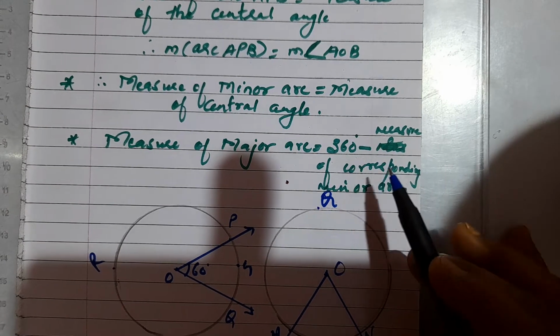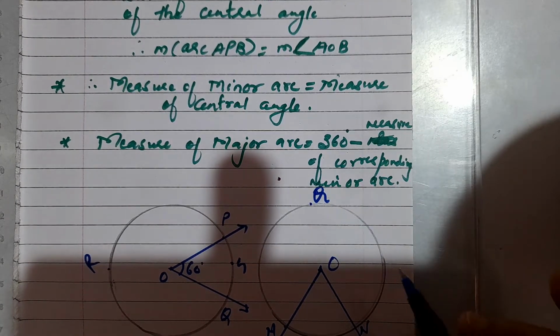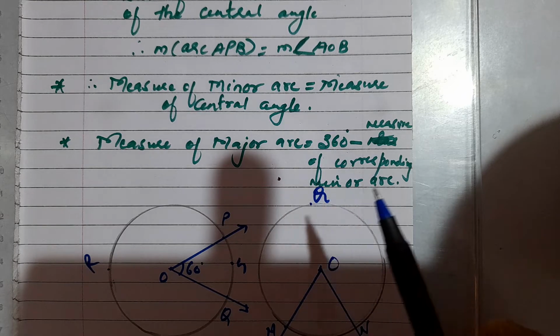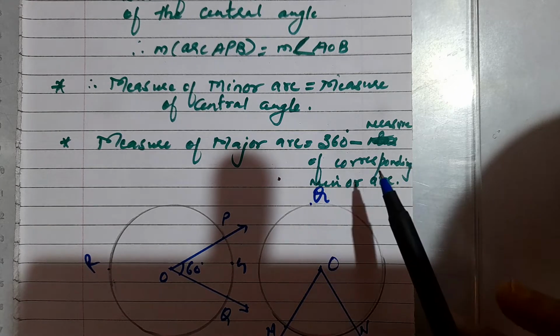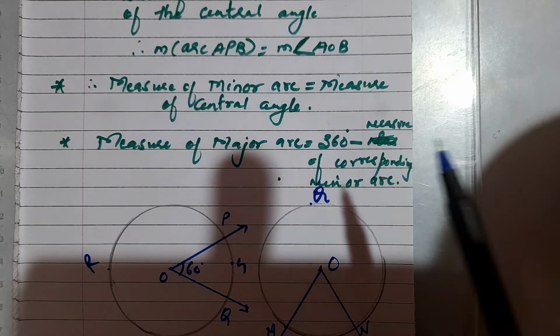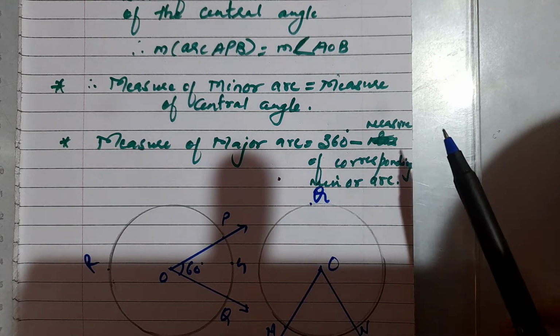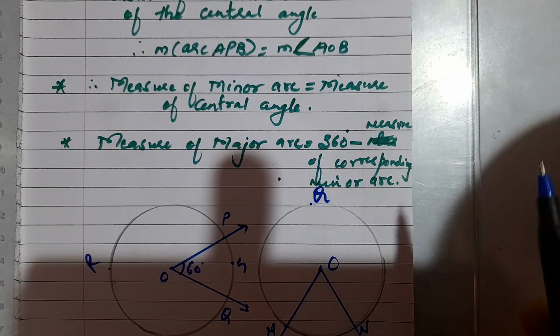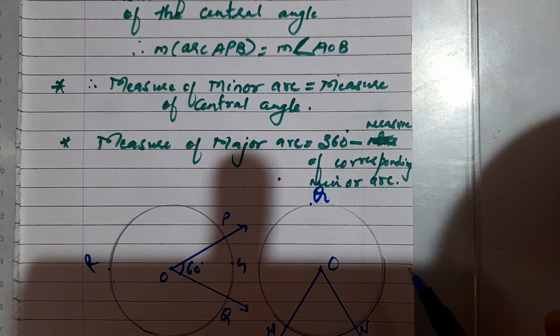Now in a question, if the central angle is given and you have to find both arcs, minor and major, in that case, first you will find the minor arc, because you know the central angle and the minor arc are the same. Whatever value you get for the minor arc, afterwards, to find the major arc, you just have to subtract it from 360 degree.